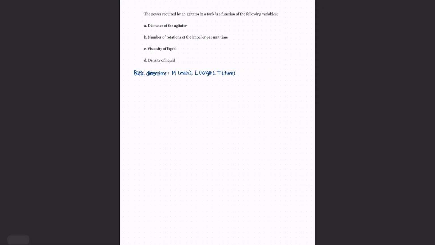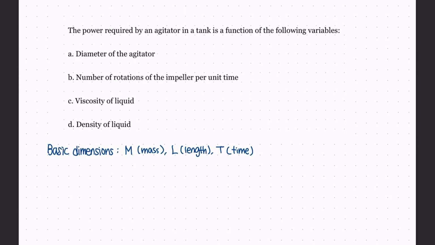We're gonna use three basic dimensions throughout the problem, which are m for mass, L for length, and T for time. So the first variable is power. Based on the definition of power, it's energy per unit time.